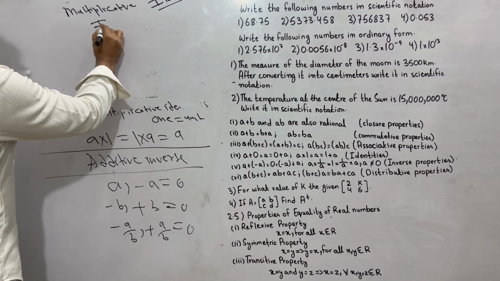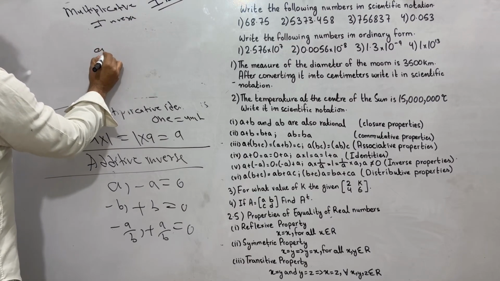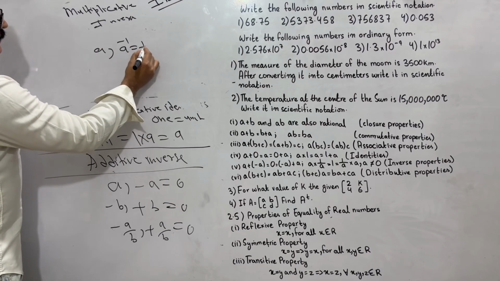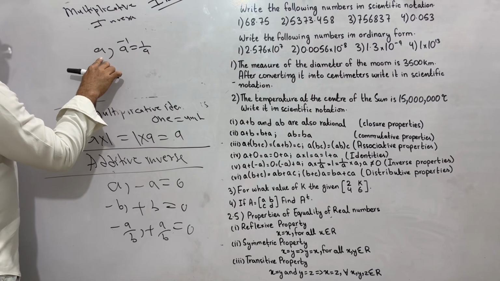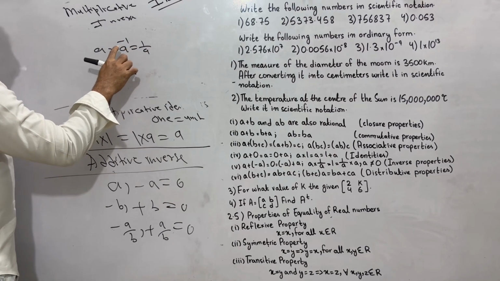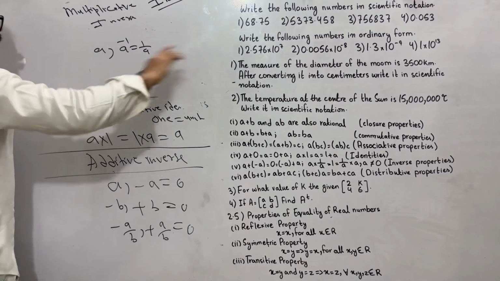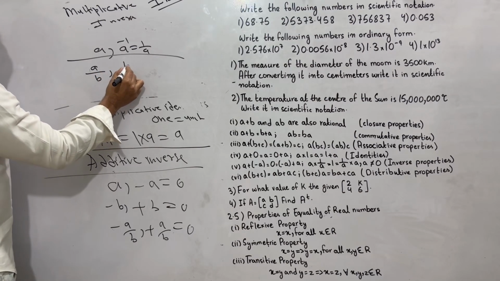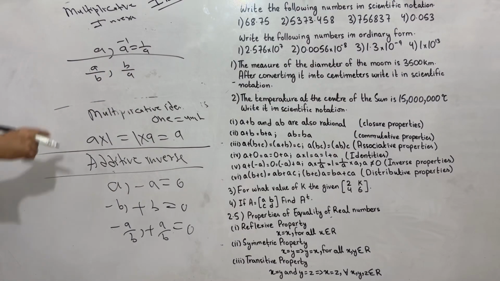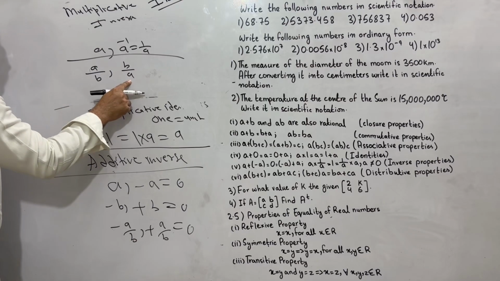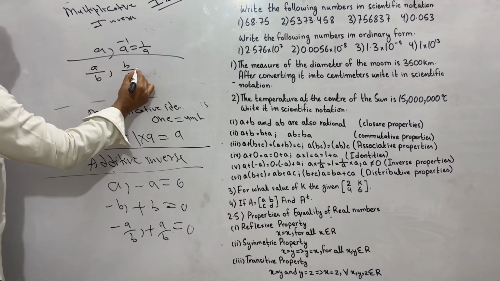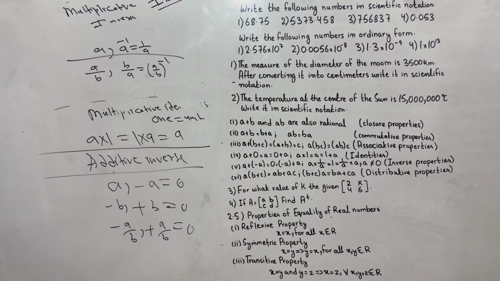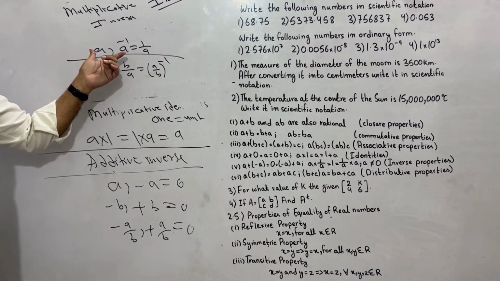Multiplicative inverse. The multiplicative inverse of A is A raised to minus 1, which can also be written as 1 over A; both are equal. Similarly, the multiplicative inverse of A over B is B over A, or this can also be written as A over B raised to negative 1. This is known as the additive inverse or multiplicative inverse.